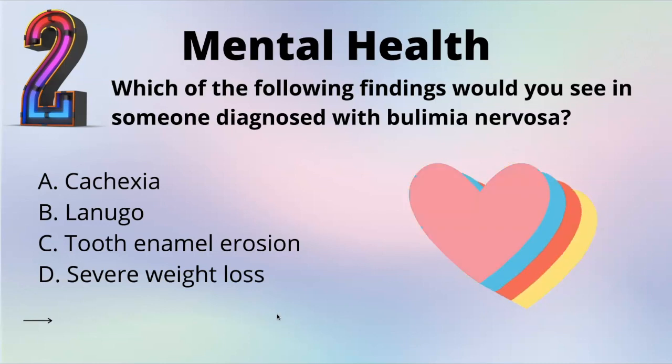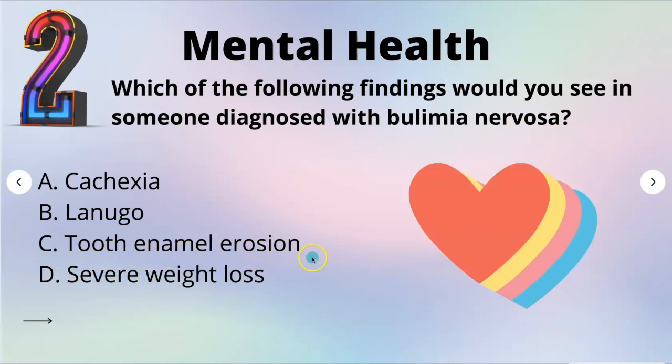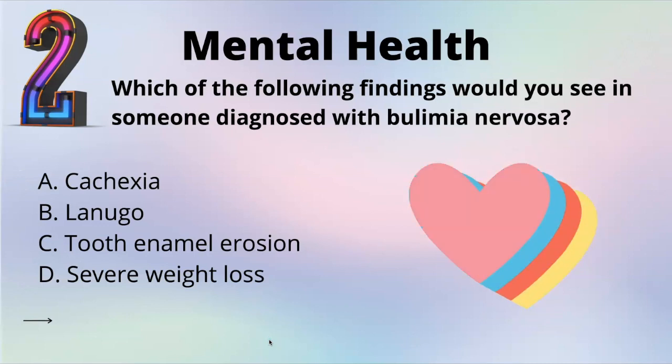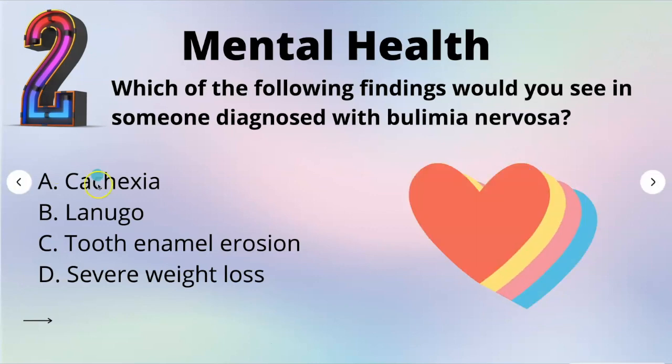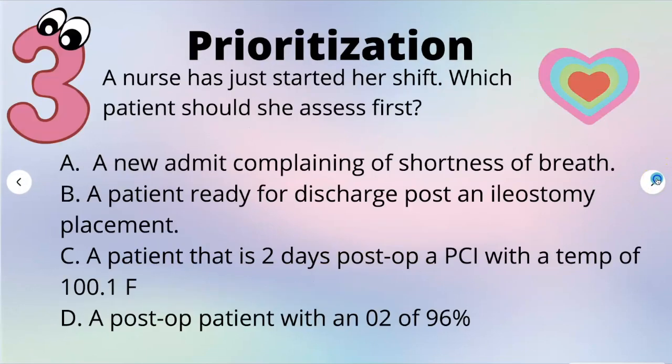So what finding would you see in someone diagnosed with bulimia? The most appropriate is tooth enamel erosion. I actually did have a friend that had bulimia and you could see the erosion. And the reason why this occurs is because they are vomiting, the stomach acid is so strong it erodes their teeth. So they will have tooth enamel erosion. All of the other signs would be present more in anorexia.